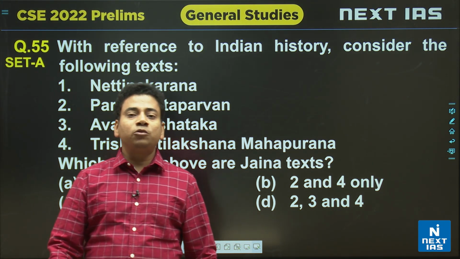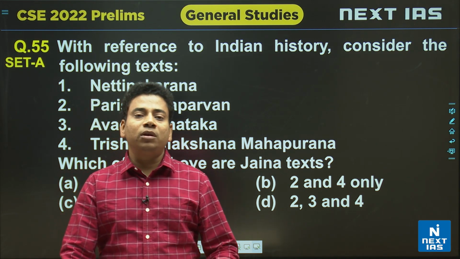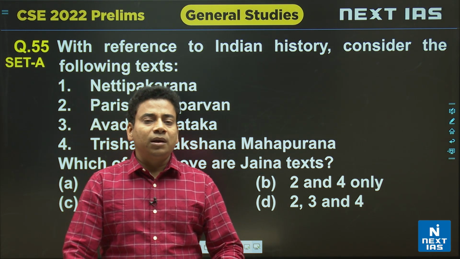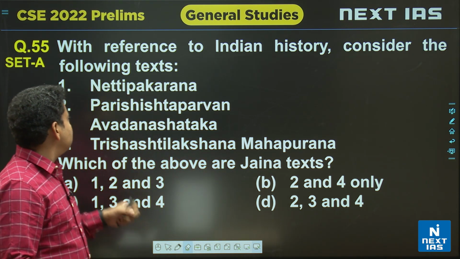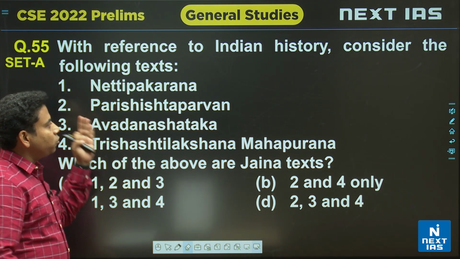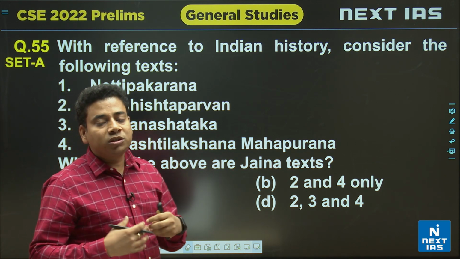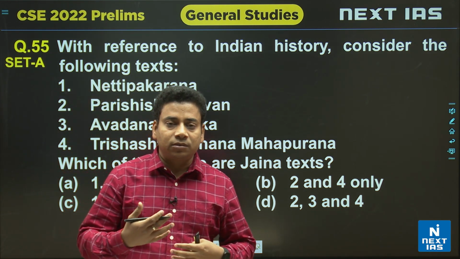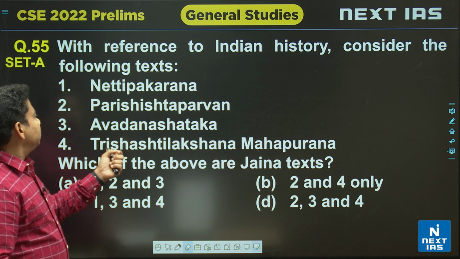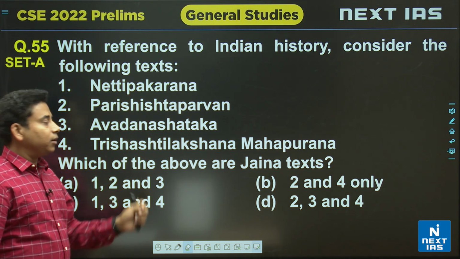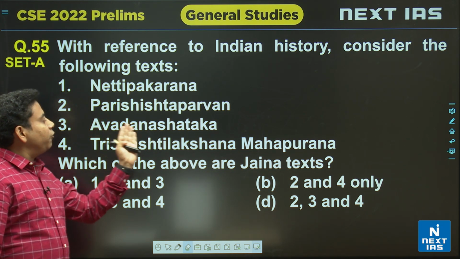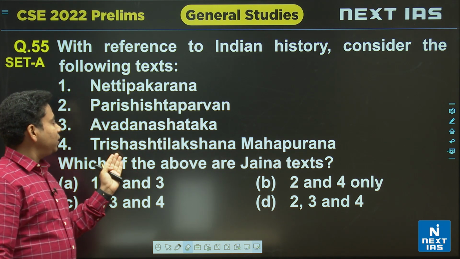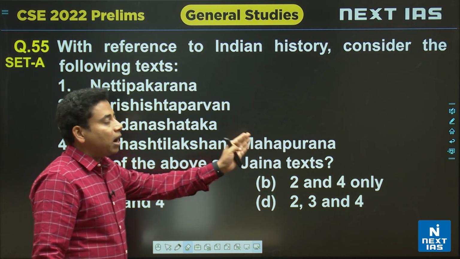So I will not be taking too much of your time and will be discussing only the question and the answer, and if there is any explanation required. The first question from the Art and Culture section is question number 55, and it is talking about the Jain text. The options are: first, the Niti Prakarana; second, the Parishishta Parvan; third, the Avadana Shataka; fourth, the Trishashti Lakshana Mahapurana.